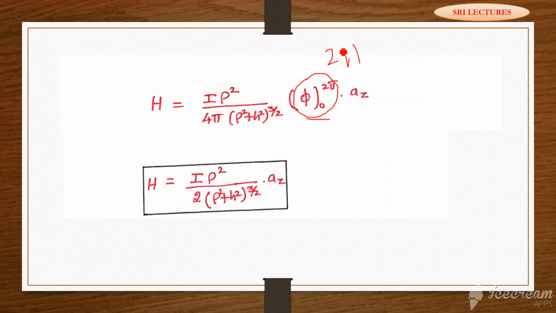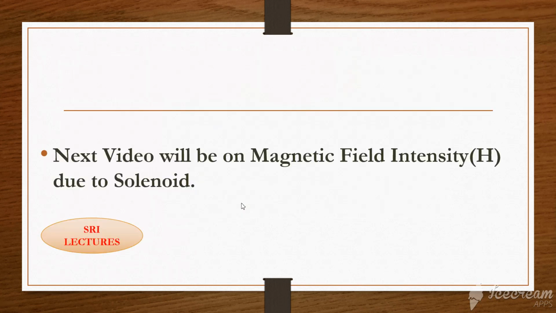Now simply cancel the pi, and the 2 and 4 get cancelled, becoming 2. Then finally we get the answer h is equal to I rho squared divided by 2 into h squared plus rho squared whole power 3 by 2 into a z. This is the final result corresponding to the circular loop, that is the magnetic field intensity due to a circular ring.